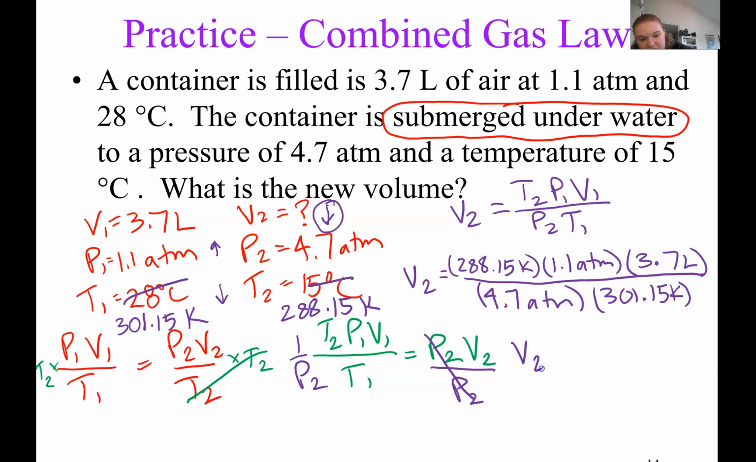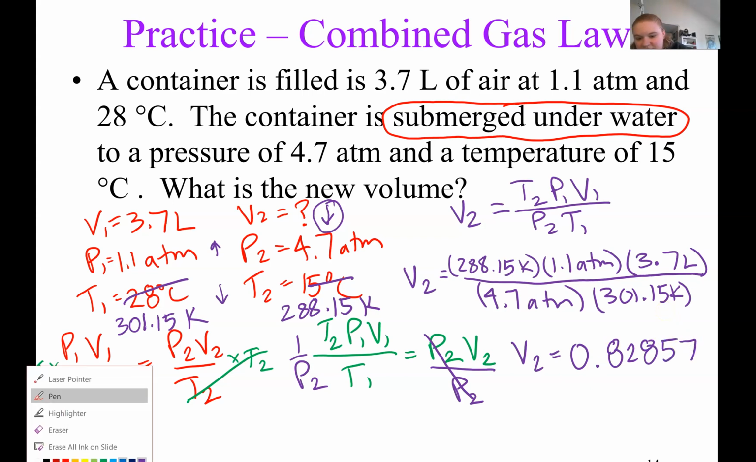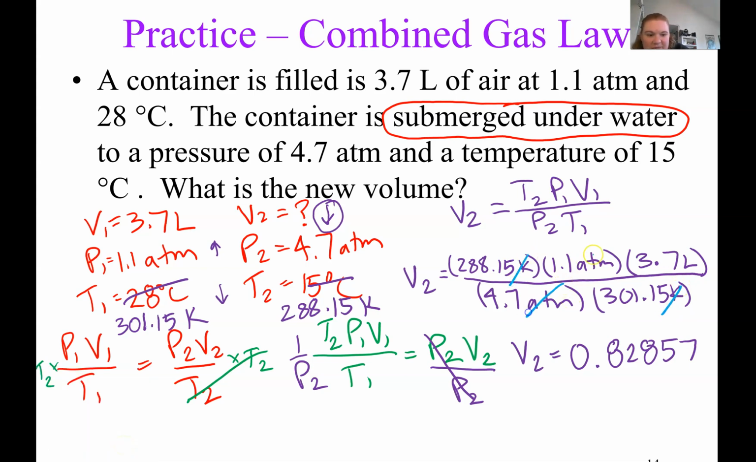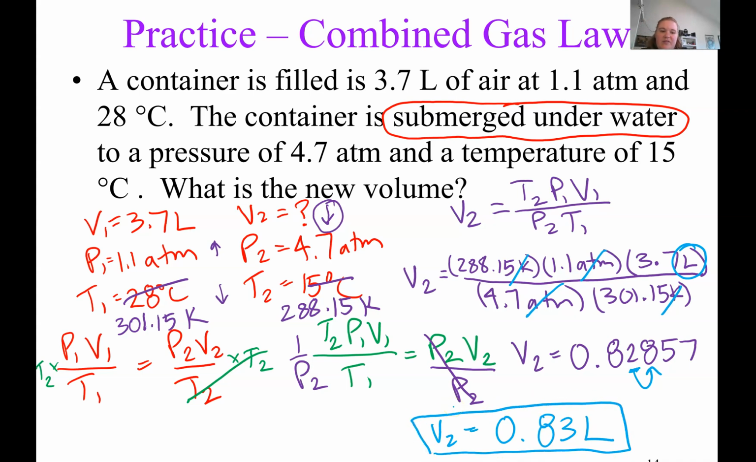And my volume 2 is 0.82857. We got to do a couple checks here. Let's look at units, Kelvin, atmospheres. We're left with liters. That's great. We go back and look. All of our starting numbers were 2 significant figures, so I'm going to underline right there. Volume 2, 0.83 liters. So it definitely went down. We have the right units and the right sig figs.